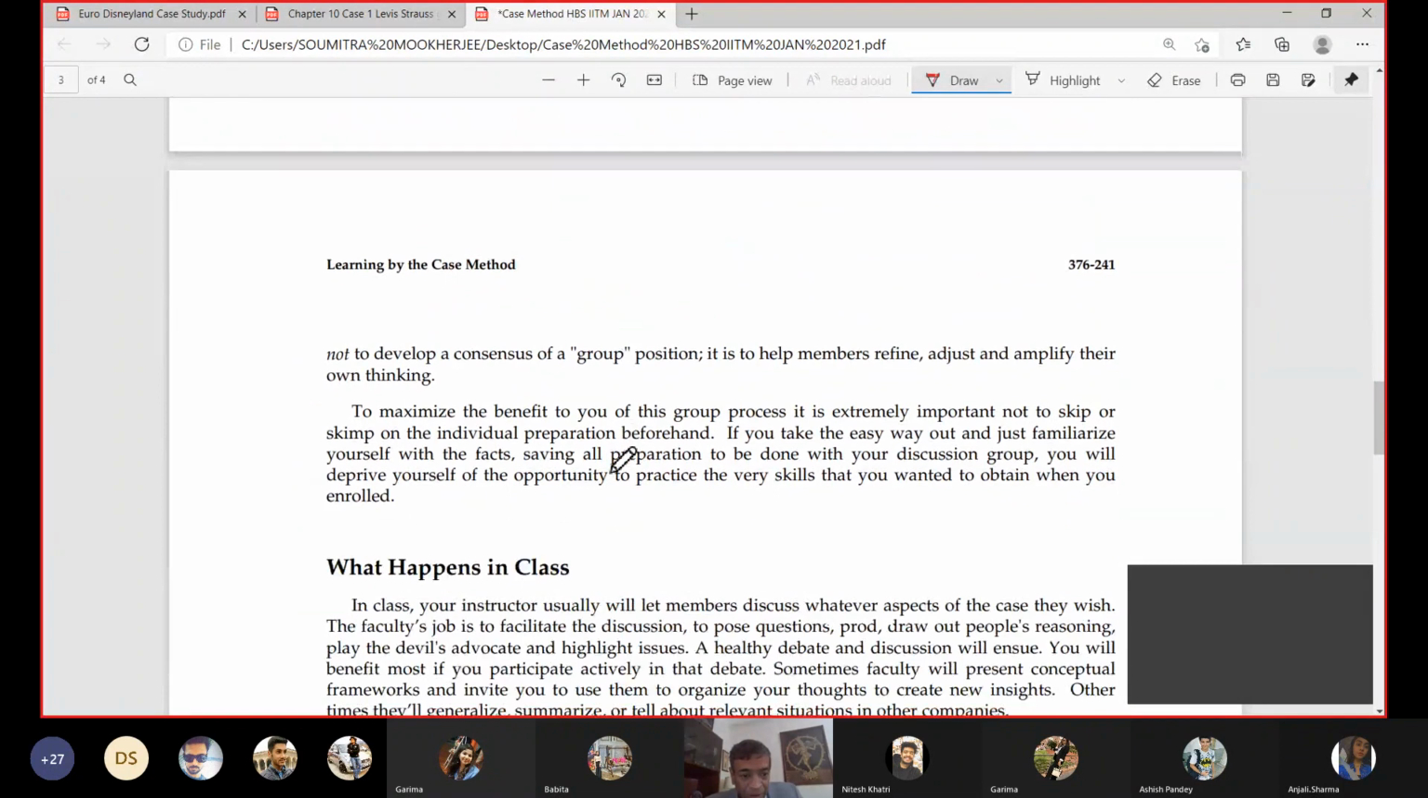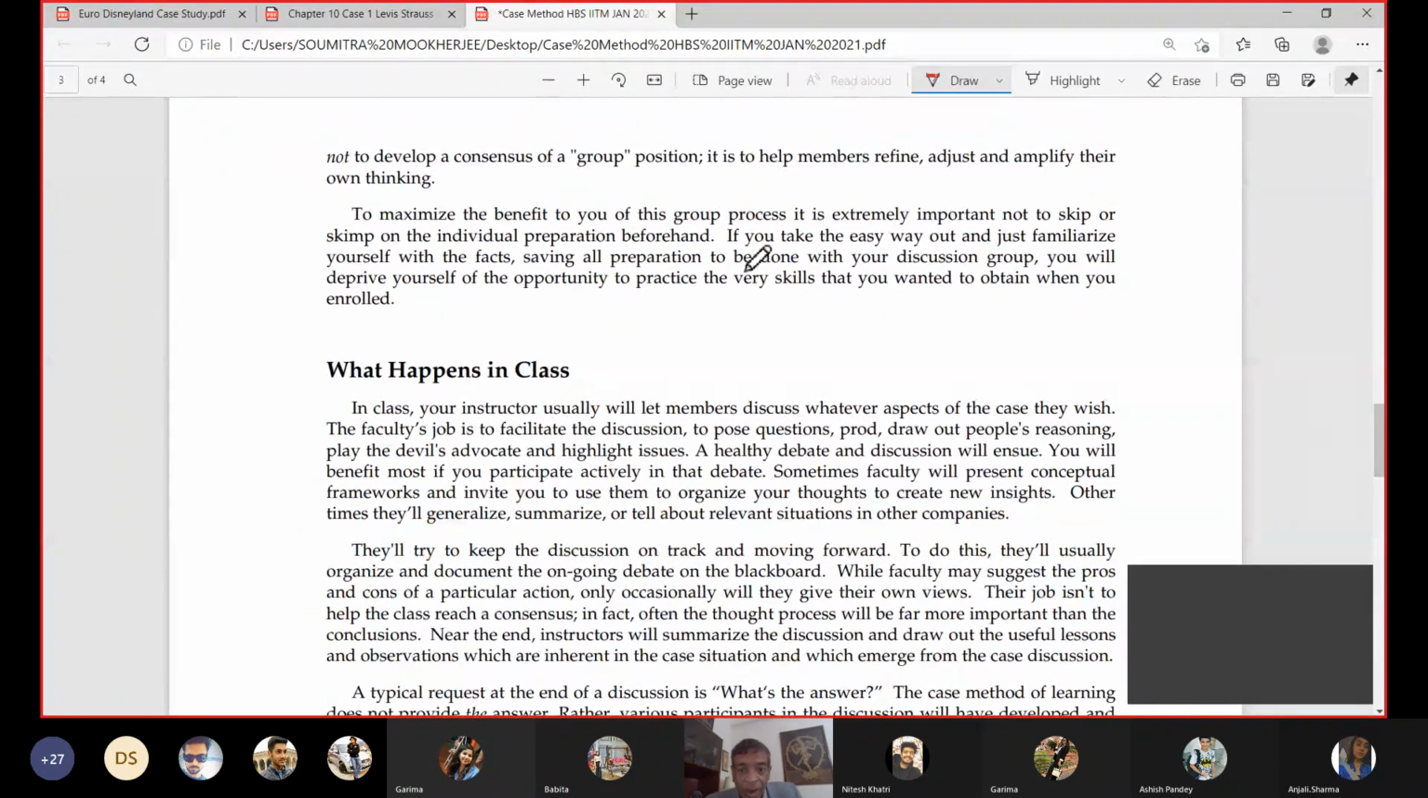The purpose of this discussion is that it helps members amplify their own thinking. You probably learn. It's not to have only a consensus, but probably you learn better.